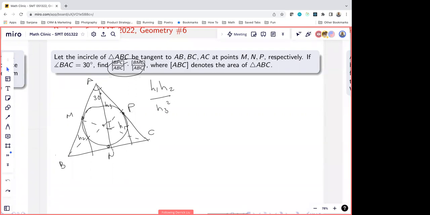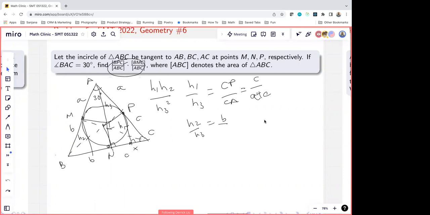And what we notice is that h1 over h3 is equal to CP over CA. Now, why is this? Because if we call this point X, then CXP is similar to triangle CNA because they have the same angle here, and these are both 90. So if we draw the inradius to P, M, and N, we call these A, B, and C. These are all equal by the ice cream cone theorem. This is equal to C over A plus C. And similarly, h2 over h3 is equal to B over A plus B.